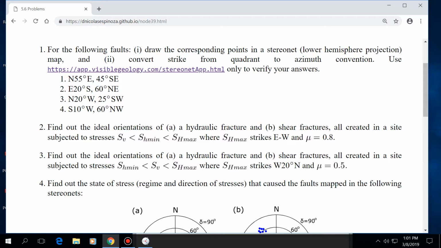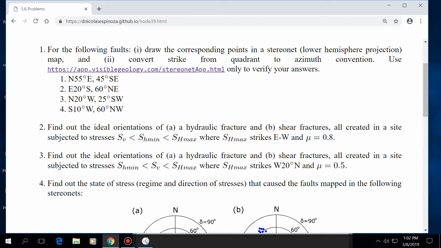I guess you already know about this, the strike and dip. I'd like you to convert all of these azimuths, which are written in the quadrant convention, to the azimuth convention, okay? You can get started working on this, and then we'll discuss the solution if you have any questions, okay?